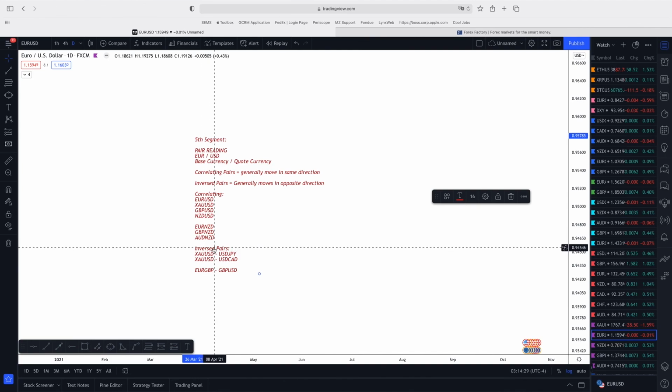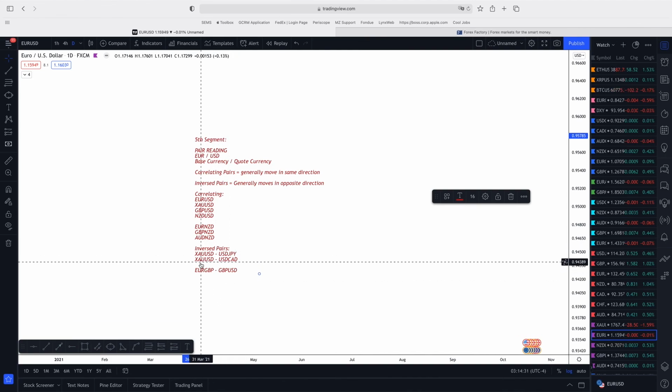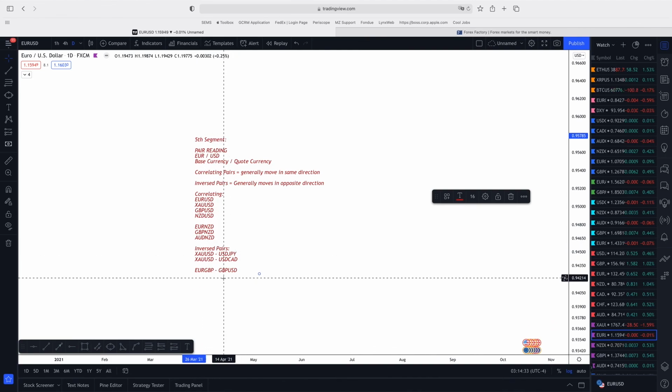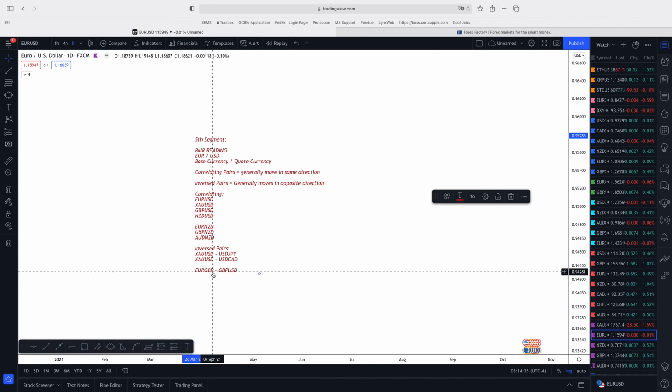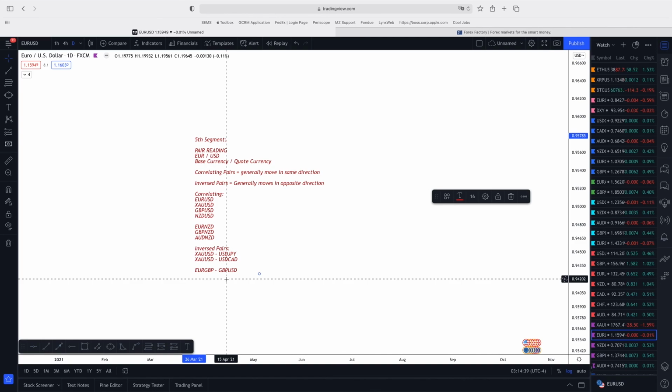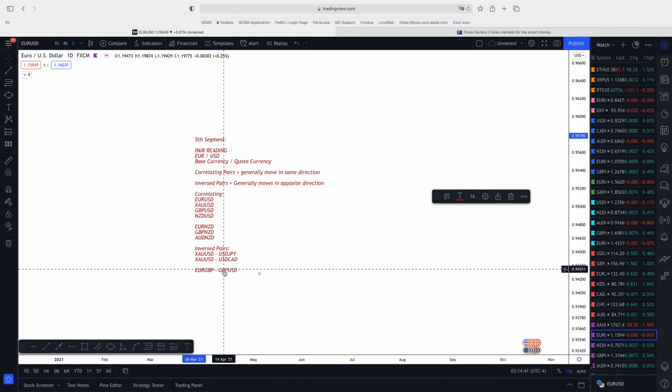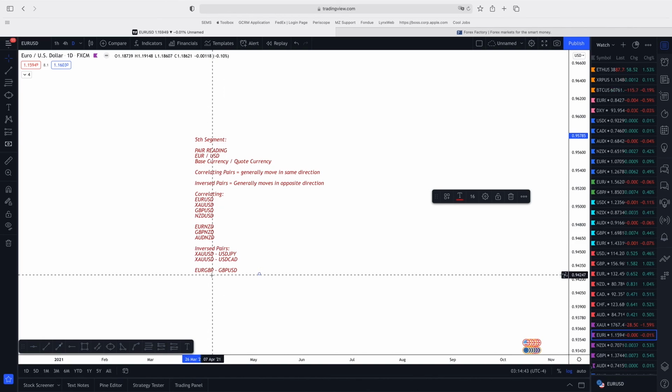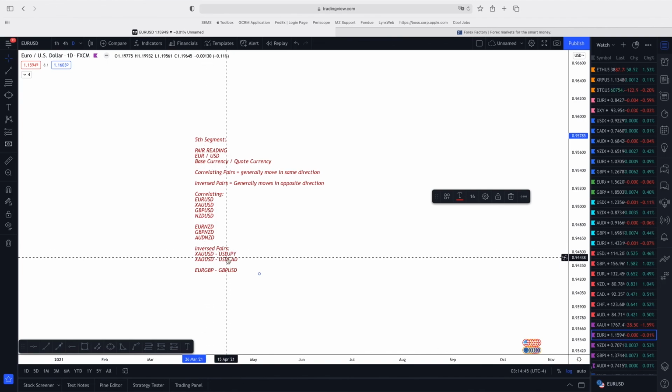What's another example of an inverse pair? Euro GBP and GBP USD. Do you guys see how the GBP is now on the opposite side? Well, since you're on the opposite side, that generally means that this is an inverse pair.